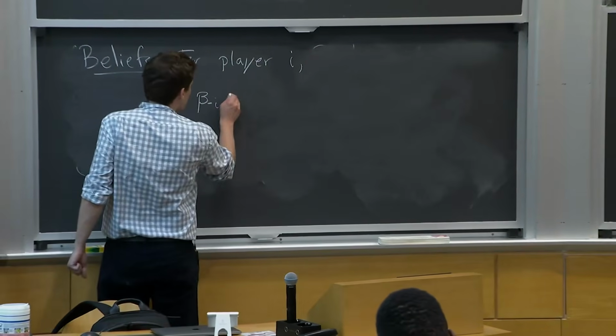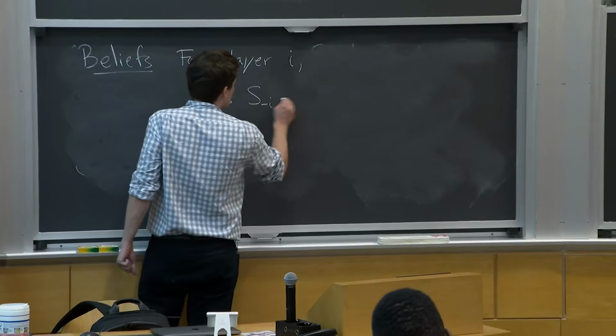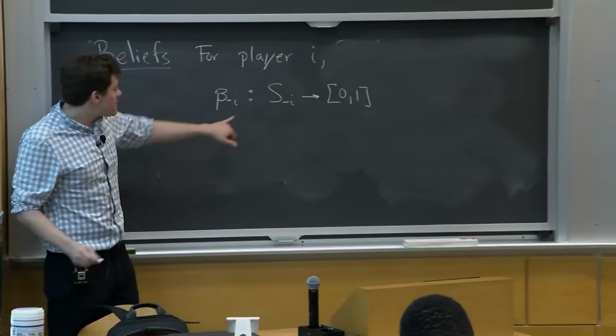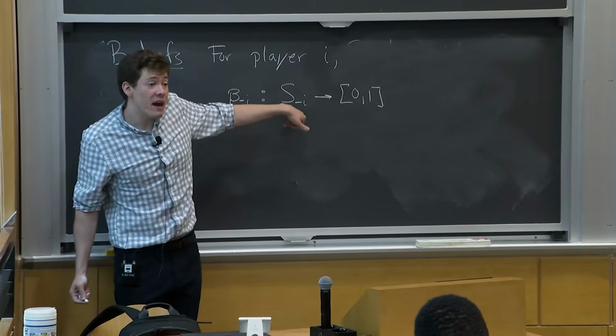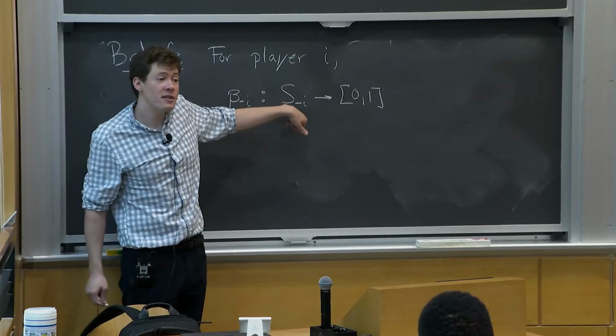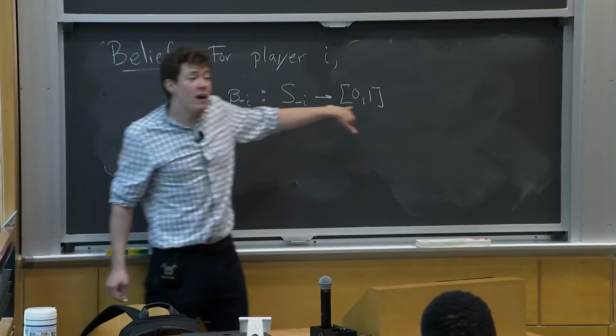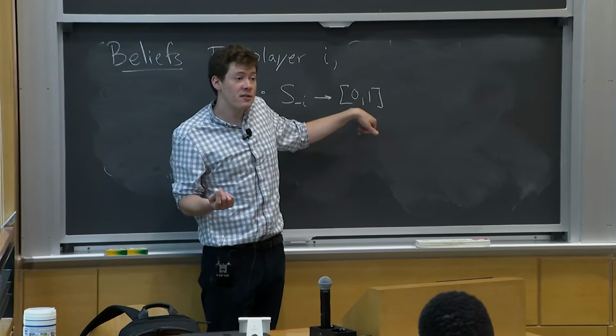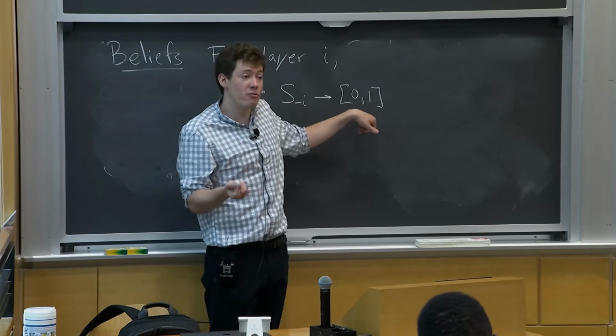And what is it? Well, it's a function from S negative I to [0, 1], if we want to be really formal, where it says for each profile of strategies or partial profile of strategies that my opponents play, what is the probability that I assign to that particular profile of strategies? How likely is it that they play that particular profile?